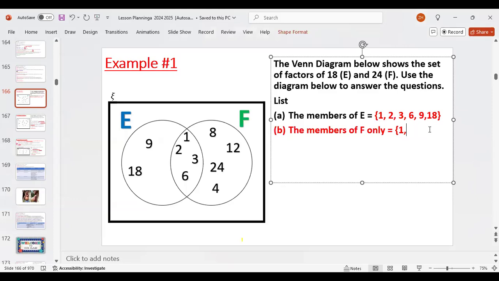So it's not 1, 2, 3. It's 4, 8, 12, and 24. There we go. All right. Do we agree with him? Yes, sir, I agree.